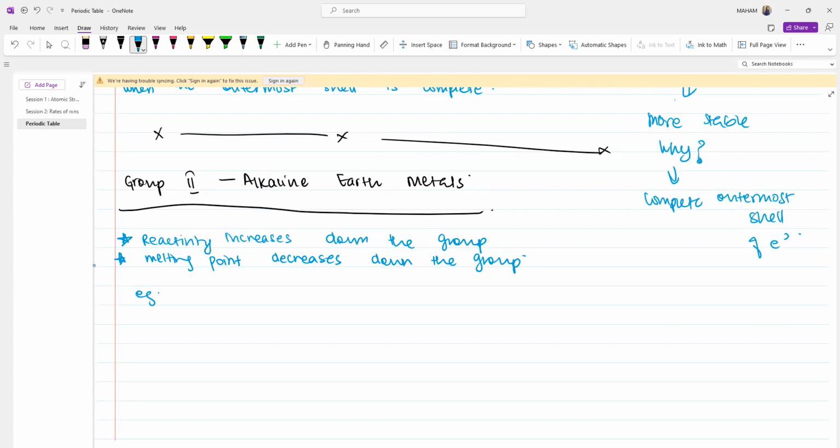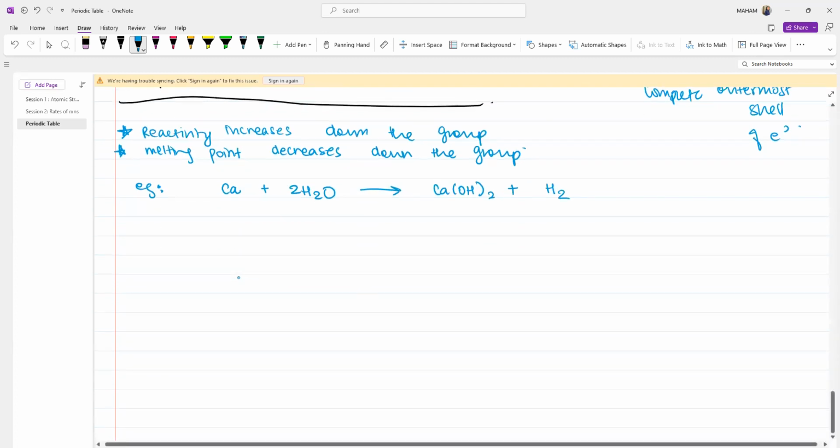Here's an example for this. For example, I react calcium with water. I get calcium hydroxide and H2. Just balance this equation. This is going to be 2H2. And yeah, that's it. It's balanced. So this is what the reaction is going to look like.